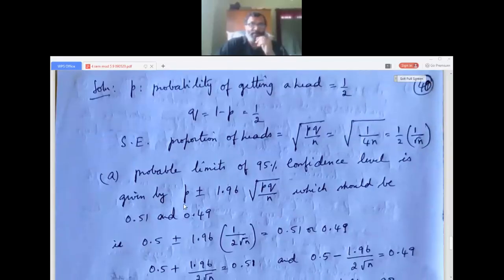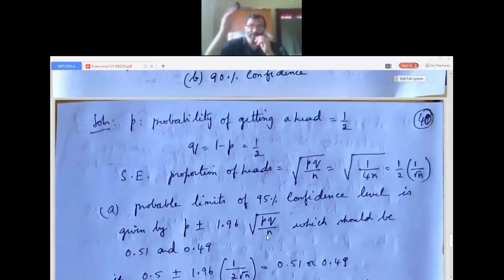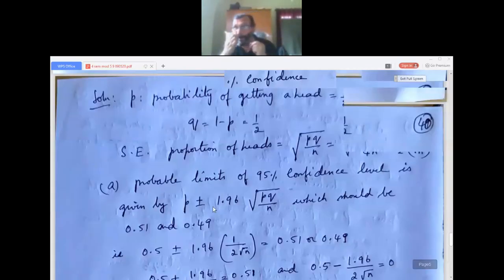Now A, probable limits of 95% confidence. The probable limits of 95% confidence level is given by the formula, see the notes: P plus or minus 1.96 square root of PQ by n, which should be as given in the question. It should be between 0.49 and 0.51.